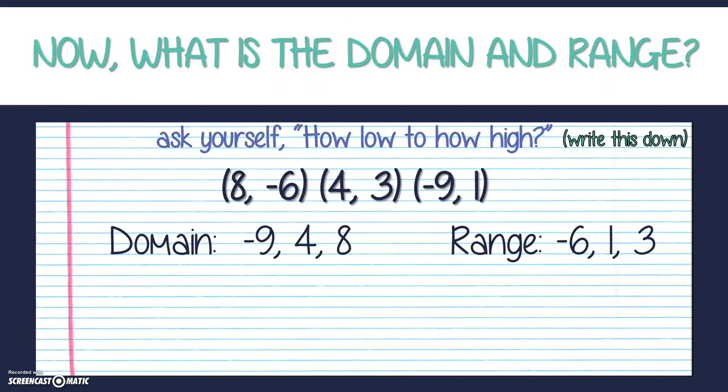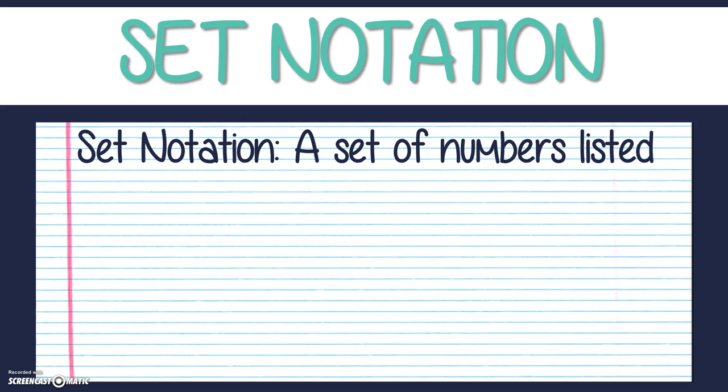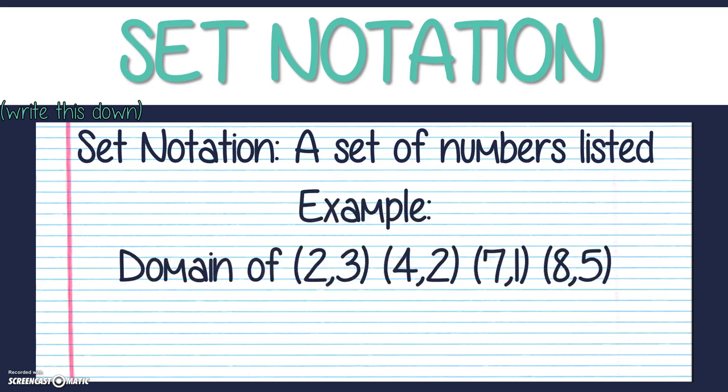All right, so anytime you're asked for the domain, it's the first number. Anytime you're asked for the range, it's the second number. All right, so what we just did is called set notation. Set notation is just a set of numbers listed.